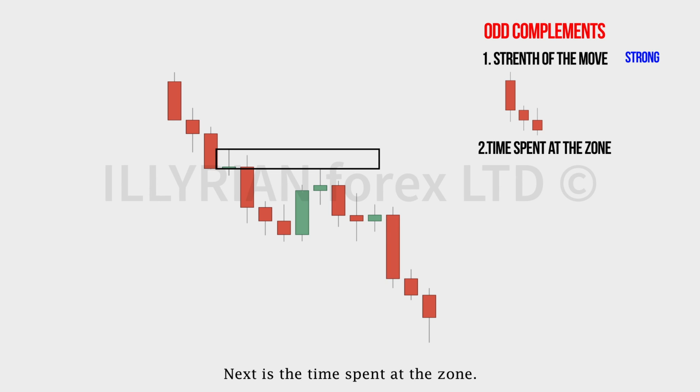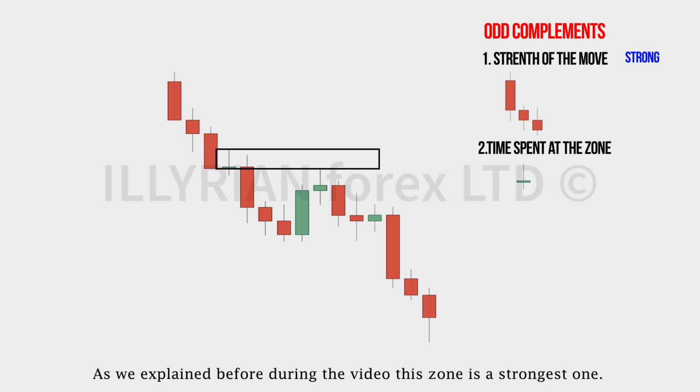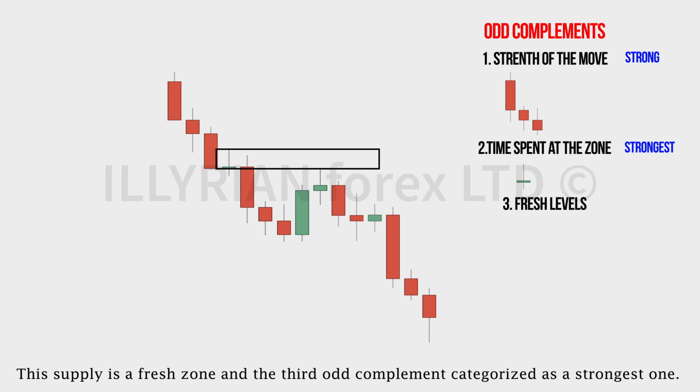Next is the time spent at the zone. The base of this supply contains only 1 candle. As we explained before during the video, this zone is the strongest one. This supply is a fresh zone, and the third odd complement is categorized as the strongest one.